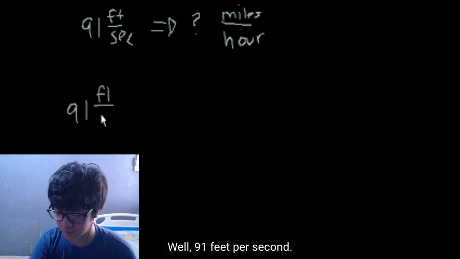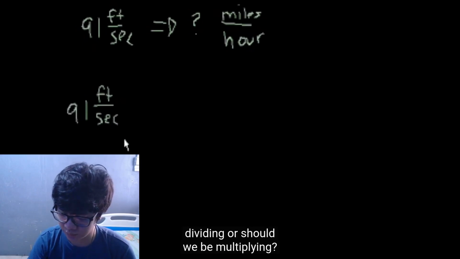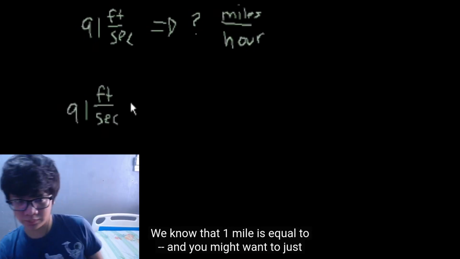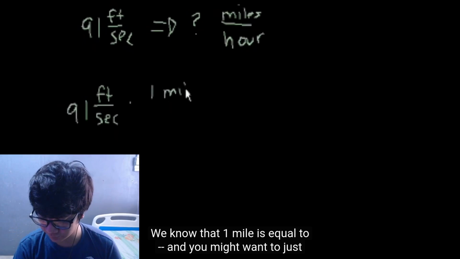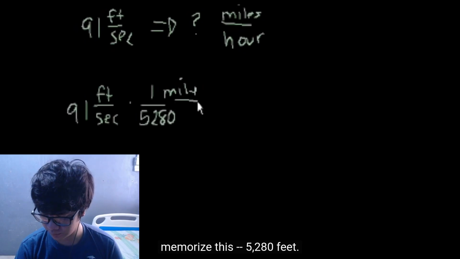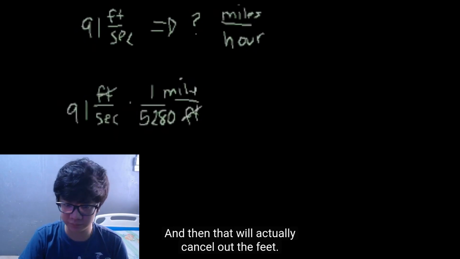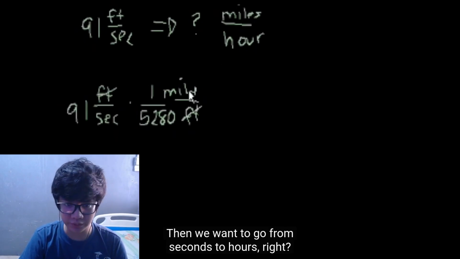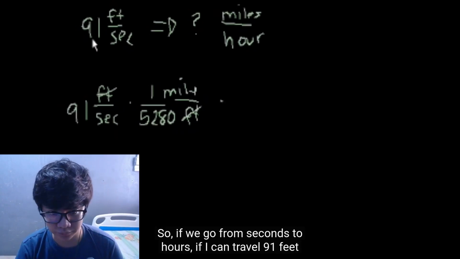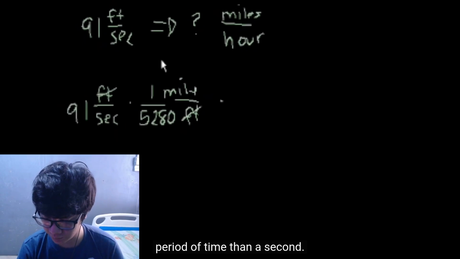91 feet per second. So if we want to say how many miles that is, should we be dividing or should we be multiplying? Well, we should be dividing because it's going to be a smaller number of miles. And we know that 1 mile is equal to, and you might want to just memorize this, 5,280 feet. It's actually a pretty useful number to know. And then that will cancel out the feet. And then we want to go from seconds to hours, right? If I can travel 91 feet per second, how many will I travel in an hour? I'm going to be getting a larger number because an hour is a much larger period of time than a second.